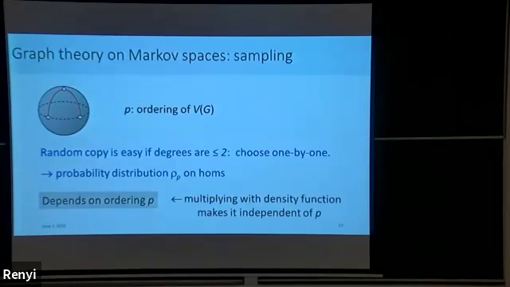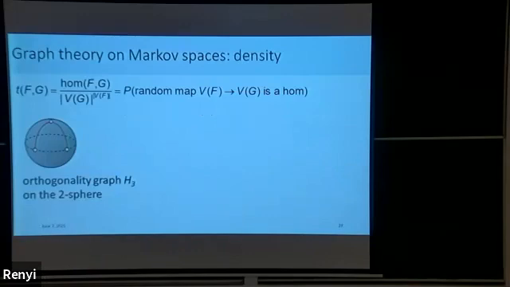However, with the only exception of the 4-cycle, you can multiply this distribution by an appropriate density function. So you have now a probability distribution. You can figure out a density function so that if you multiply this distribution by this density function, then it will become independent of the ordering in which you started. And that gives you a notion of a random copy, which is independent of the way in which it was constructed. Now, let me just finish with an example.